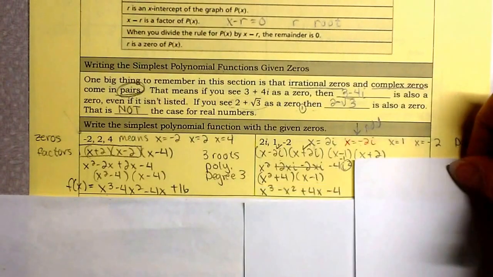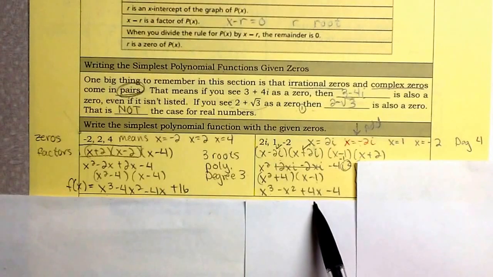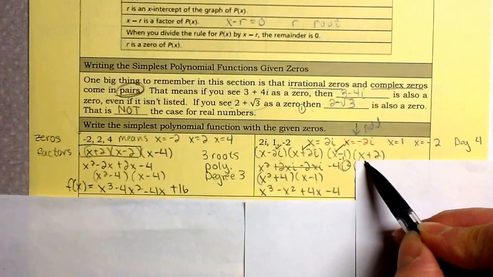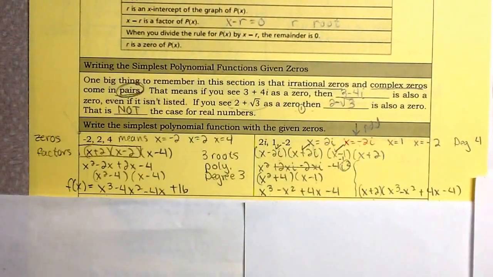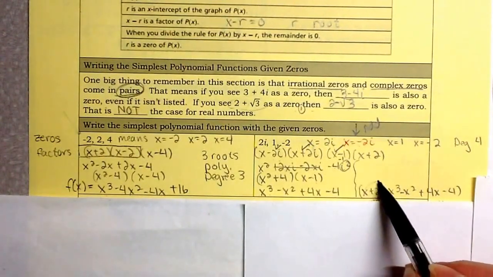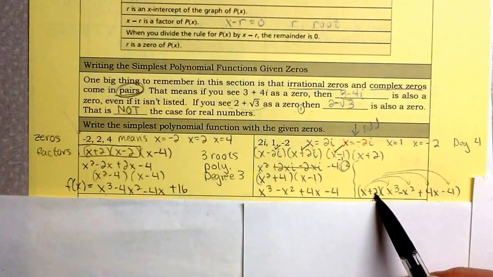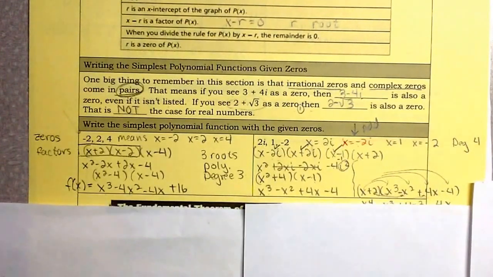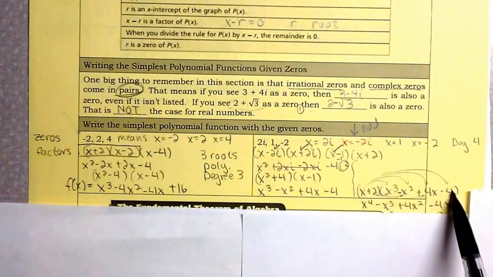Once I FOIL that out, I end up with x cubed minus x squared plus 4x minus 4. Okay, so that took care of that one. And I still have this one, and I usually multiply it on the binomial on the left. You don't have to, but here now I'm going to distribute the x to all 4 terms, distribute the 2 to all 4 terms, and when I have that, I'm going to end up with x to the 4th for this one, minus x cubed, plus 4x squared, and then minus 4x.